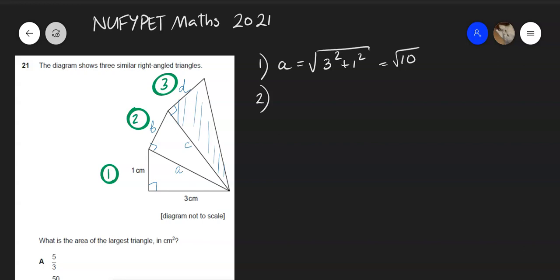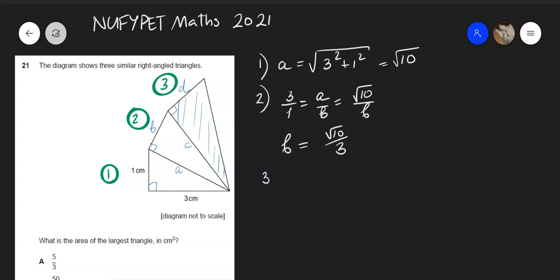We can then use the rule of proportionality because the triangles are similar. So in the triangle 1, the ratio of the two sides 3 and 1 is equivalent to the ratio of the similar sides A to B in the triangle 2. And we know that A is equal to root 10. So it follows then that B equals root 10 over 3.